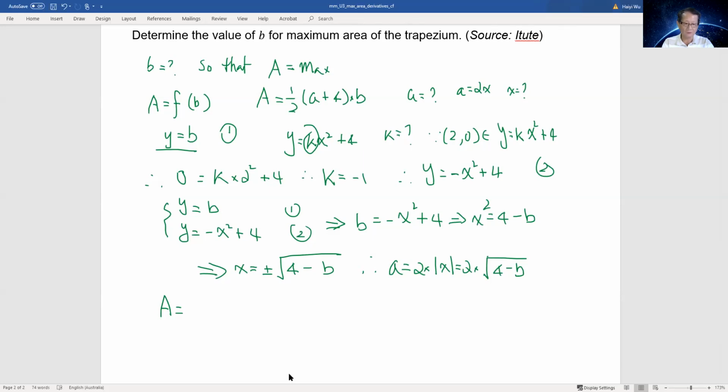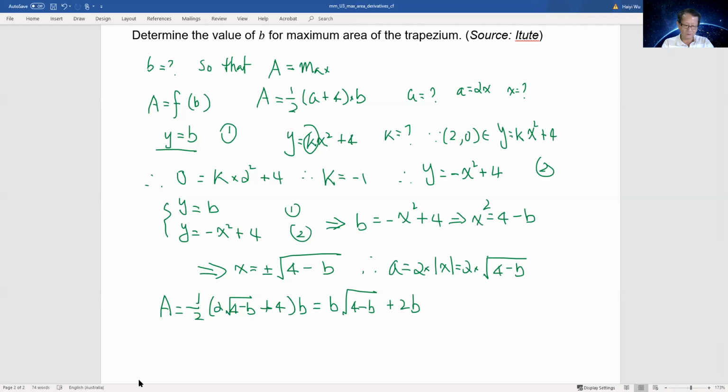So half of a is the square root of 4 minus b, plus 4, and times by b. So this is our formula. Let's simplify a little bit. So we move that one to inside. Half times by 2, so we got b square root 4 minus b plus 2b. So this is our formula.